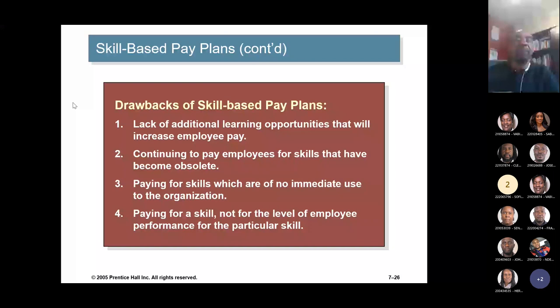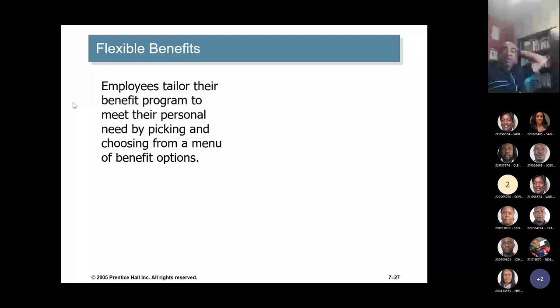All right, flexible benefits. Flexible benefit. Employee benefit program.